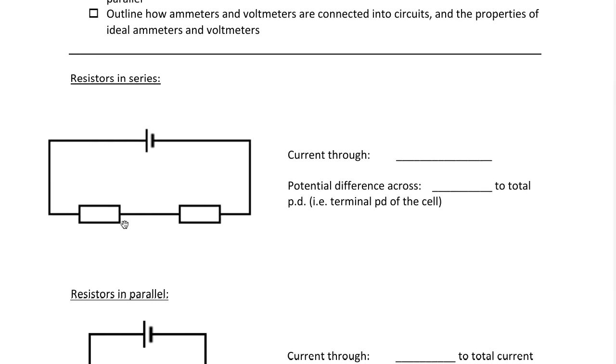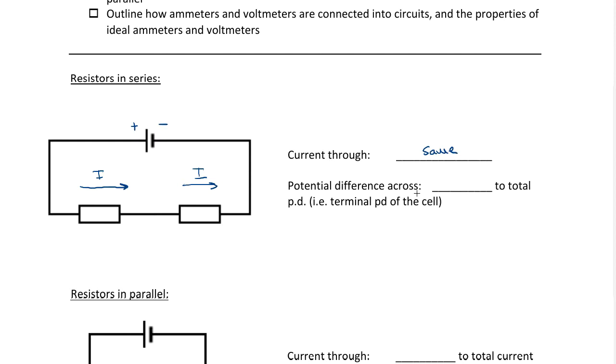They are lined up one after the other in a circuit, so that there's only one way for the current to go. The current passes through here, and the same current passes through there. I'm drawing the conventional current as if it's coming out from the positive terminal of the cell. So the current through resistors in series is the same.